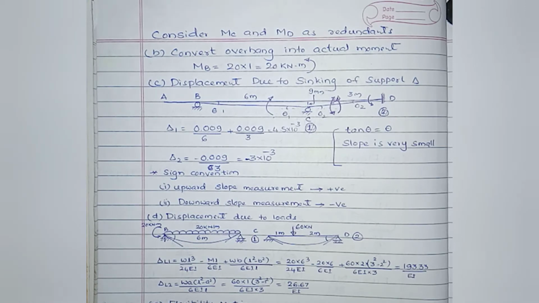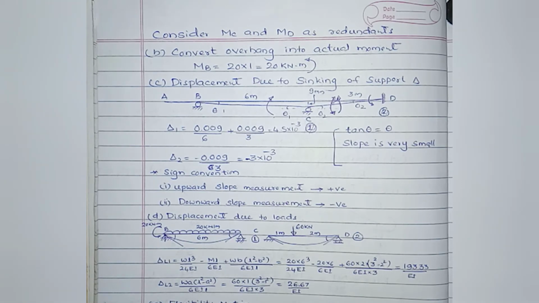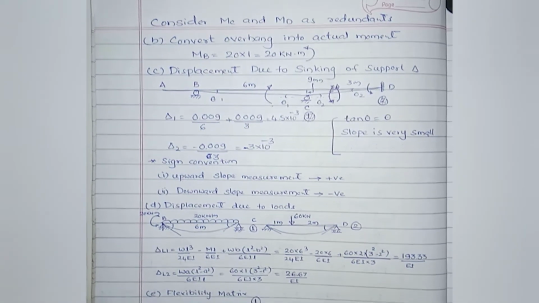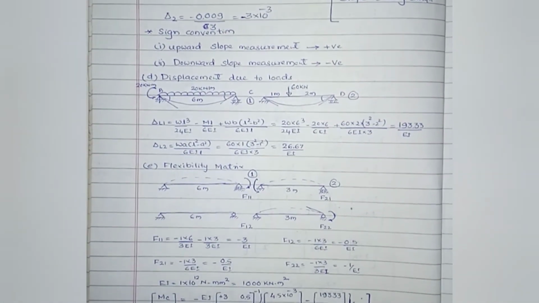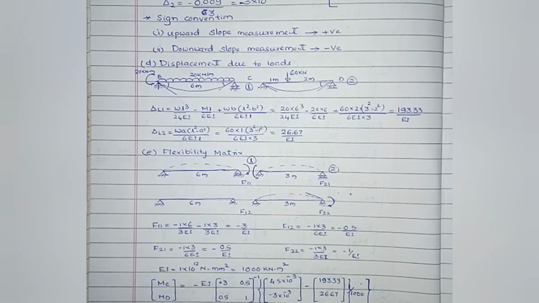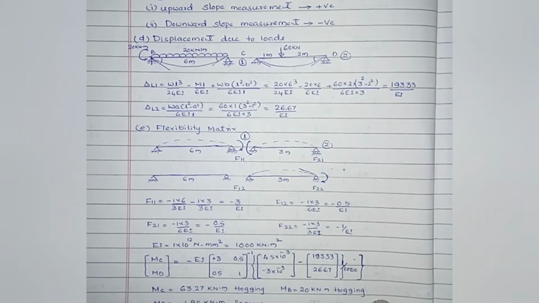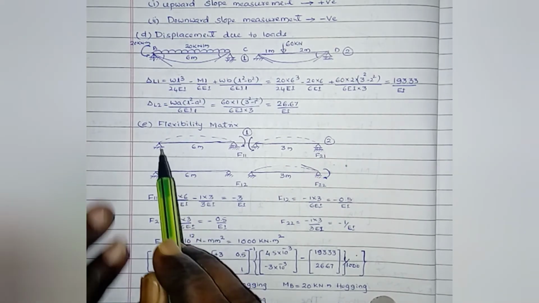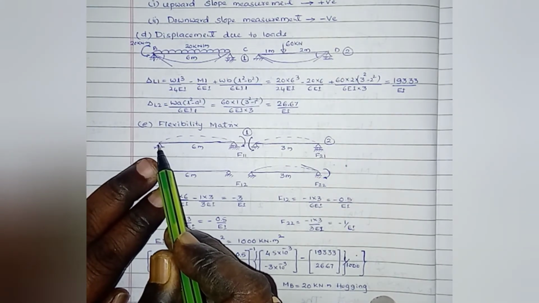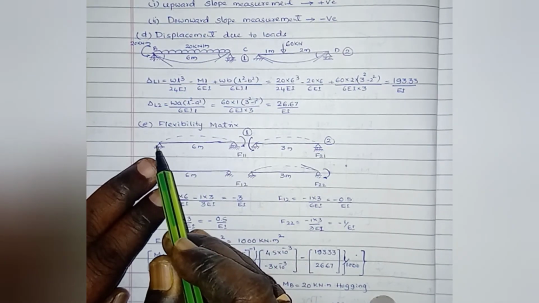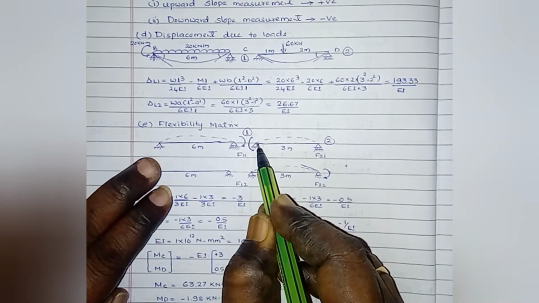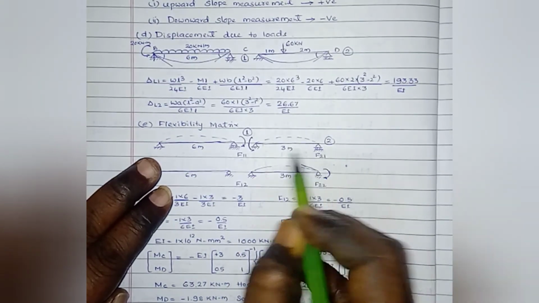Flexibility matrix. Here, by releasing the structure, apply the unit load in place of the redundant. That is the next step. Here we have to apply the unit loads or unit moments in place of the redundants. Here this one is the released and stable structure. This one is also the released and stable structure of span CD.